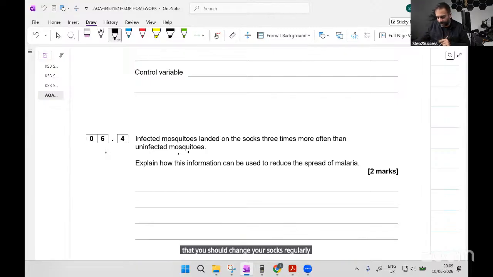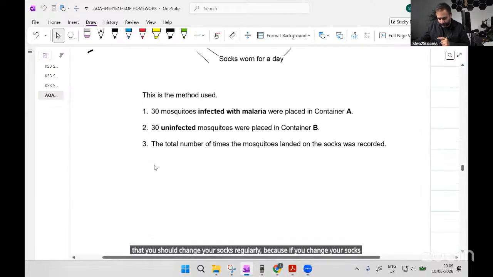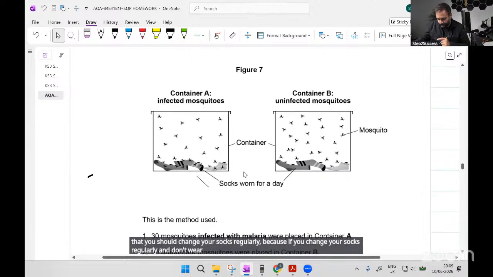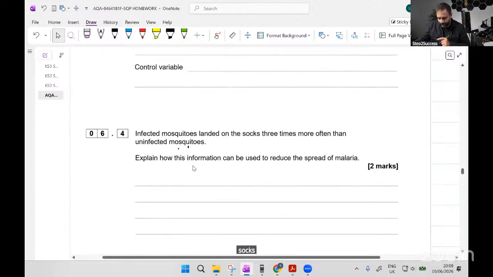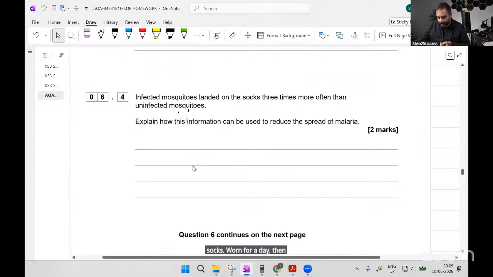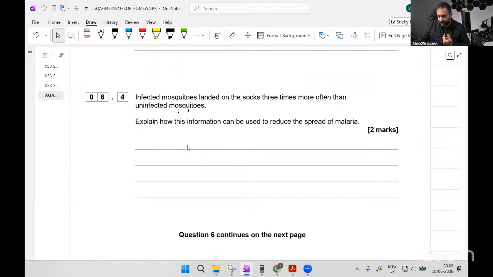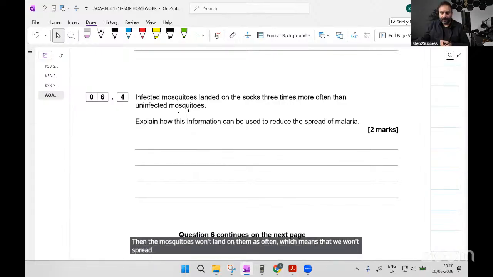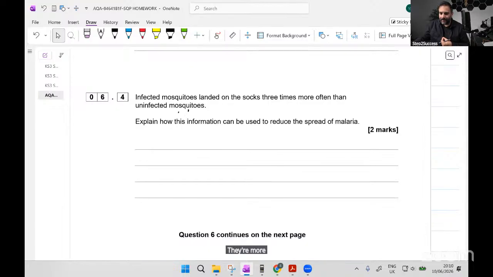Because if you change your socks regularly and don't wear socks worn for a day, then the mosquitoes won't land on them as often, which means that we won't spread it. Remember, mosquitoes have to bite you to spread it. And if they're landing on your socks, they're more likely to bite you. If your socks are a day old, they're more likely to. I think that's going to be the answer. Let me double check.